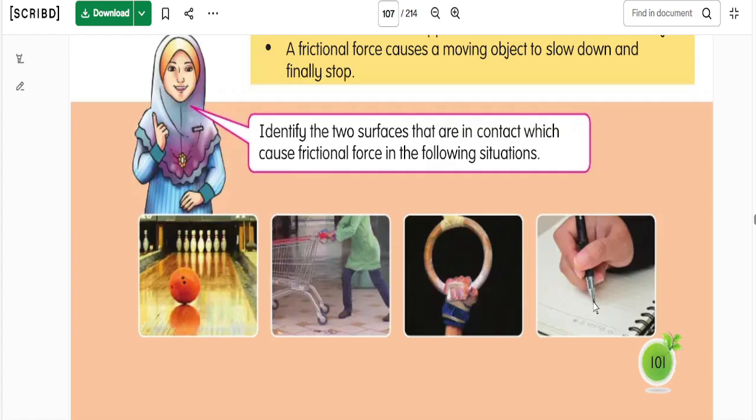But when you are writing, at that time the tip of the pen is in contact, right? But it's not right now. Do you feel like they are not in contact? Okay, if they are not in contact, then there won't be any frictional force.